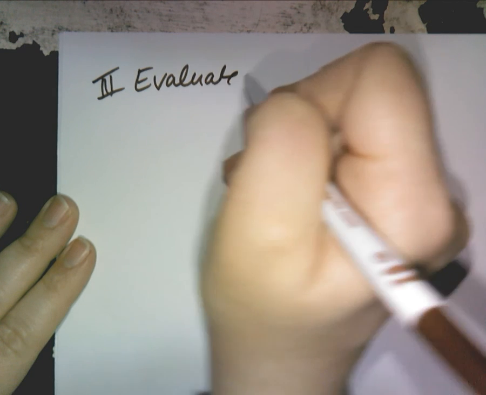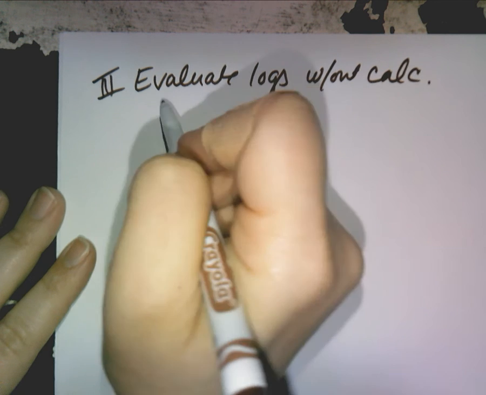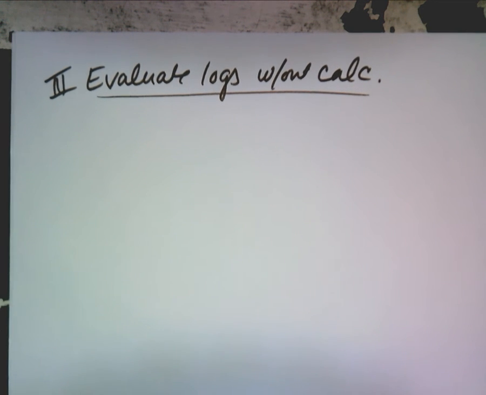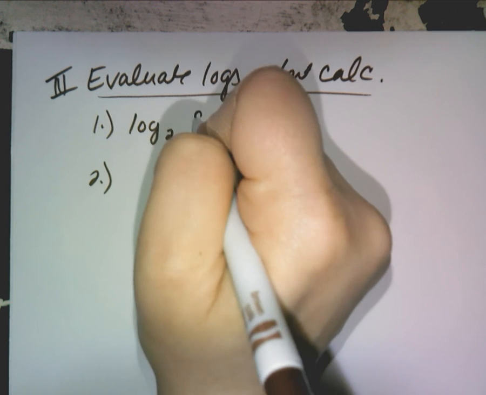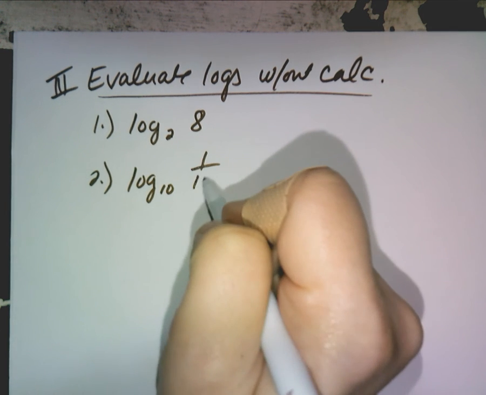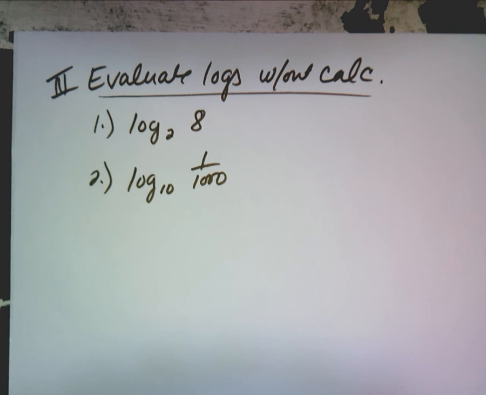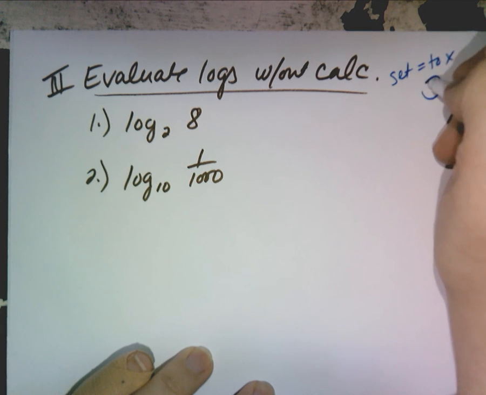Evaluate logs without a calculator. And you will be required to do this without a calculator. I will give you a few of these, and they will be all ones that you should know how to do. So like log base 2 of 8 and log base 10 of 1 over 1,000. And I know you all know how to use it on the calculator with the log base button, but you're not allowed to. Okay, you actually have to show me how to do it without a calculator. Meaning what, Ms. Aceta? Well, here's the big hint. Set equal to x and zoop.